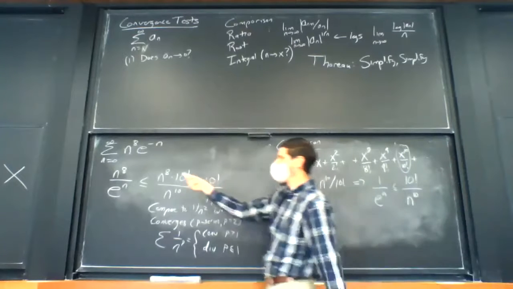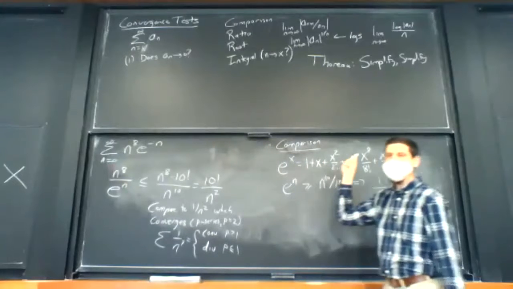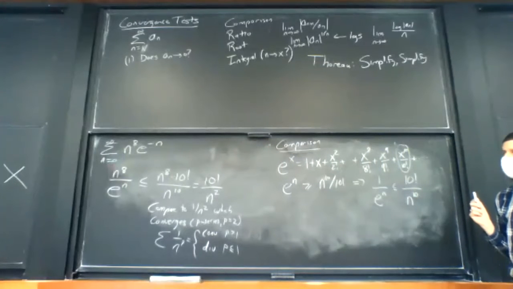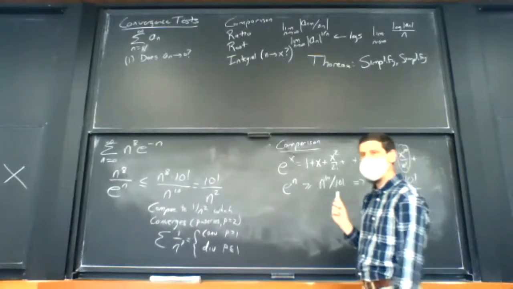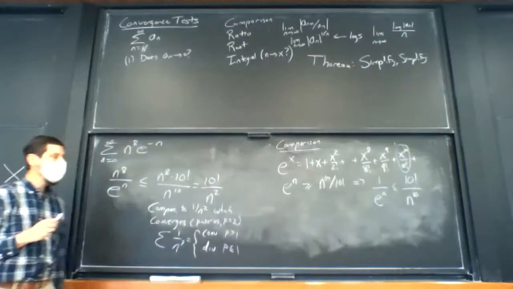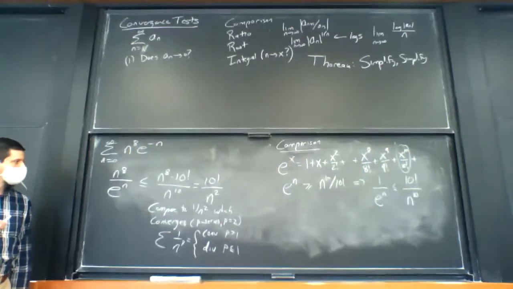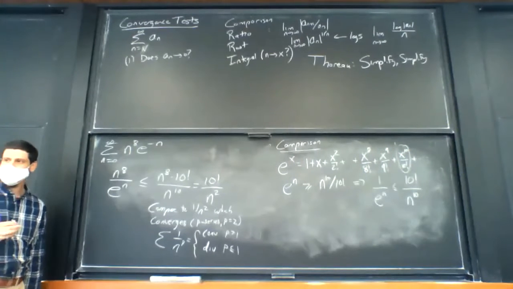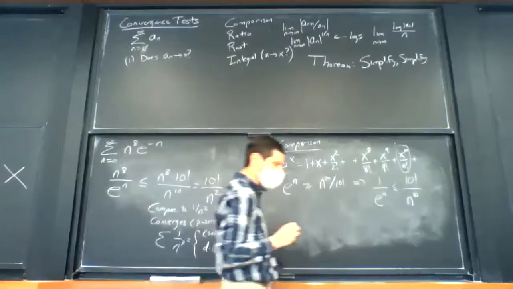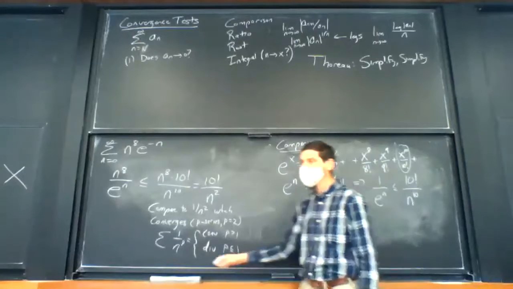If I gave you n to the 15, what do you think I would use instead? X to the 17. If I gave you n to the 16.9, what would you use? X to the 18 would work, or the 19 would work to be safe. There's more than one choice you can make. Any questions on the comparison test for this? So this is the first way to do this problem with the comparison test. This is not the only comparison you can do.